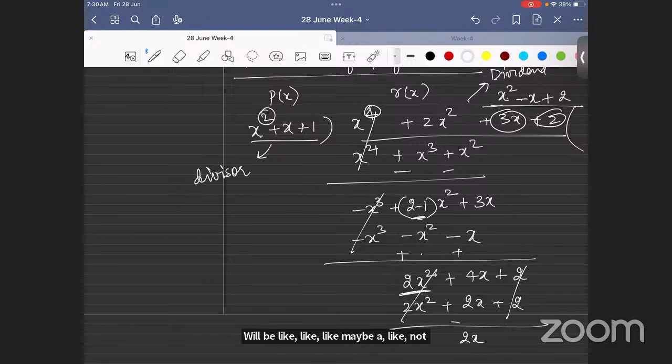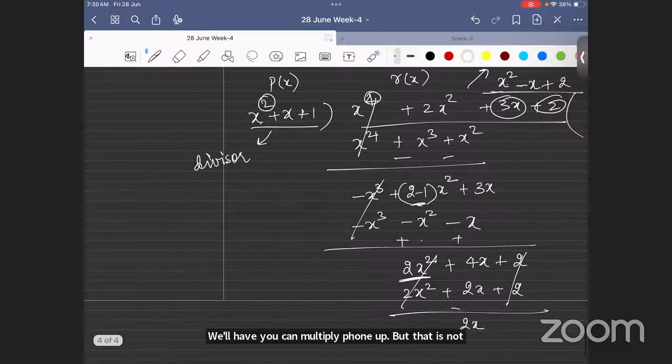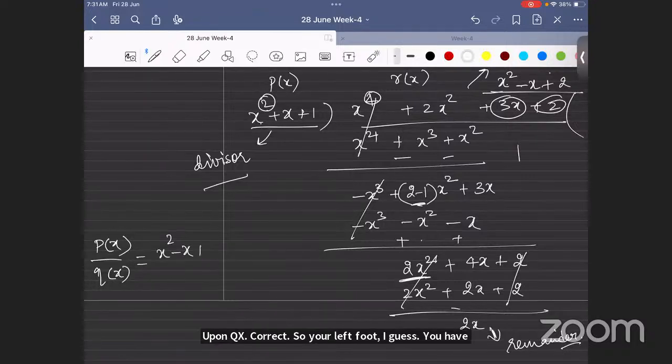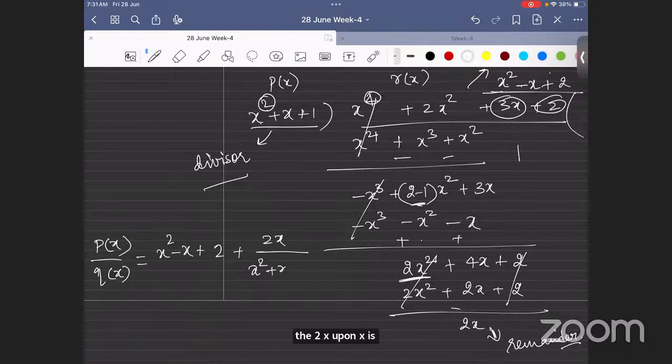A number that will not be a natural. Like you can multiply it, 1 upon 2, x to the power 1 upon 2, but that is not allowed here. So we'll be left with this term. This is the remainder for you, and this is the divisor that you have, and this is the dividend that you have. So if you have to write this equation, px upon qx, you're left with x square minus x plus 2, but you have some remainder also, so 2x upon x square plus x plus 1. This is how basically you write the equation, correct?